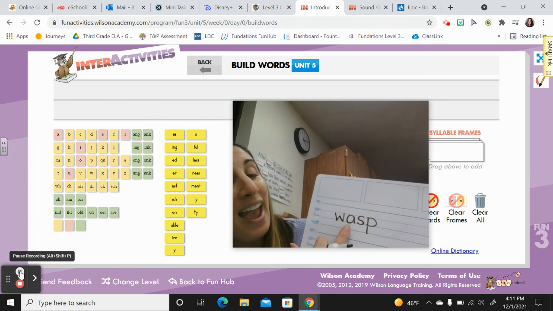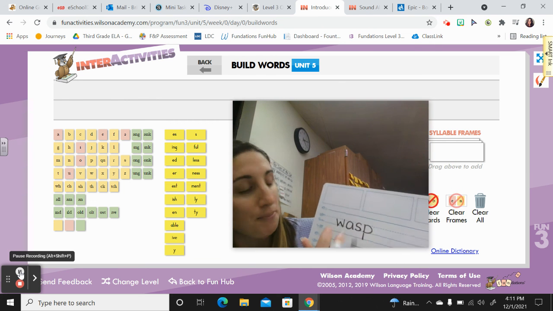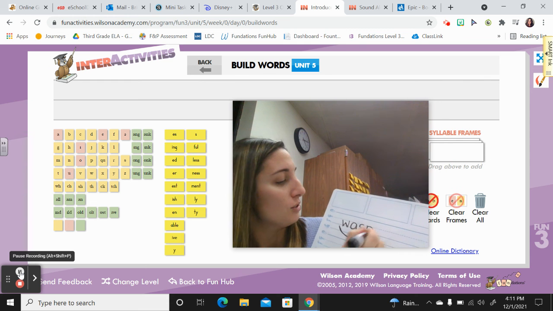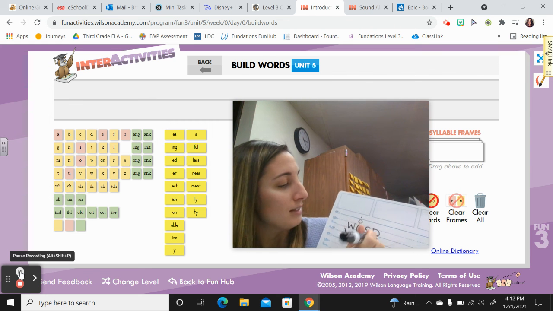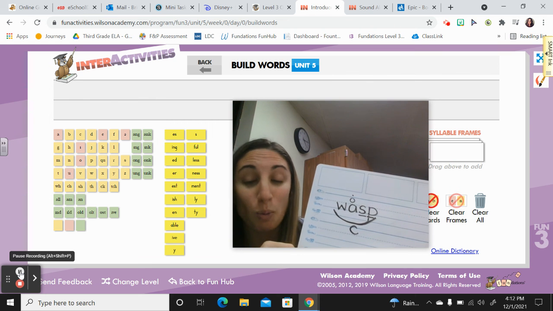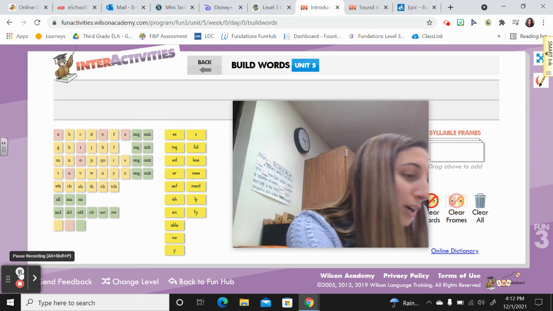It's W-A-S-P. And to mark it, you can scoop it. It's a closed syllable. And I know it's been a while, but we did the one-eye monster above that. Sounds like an ah. And there is a blend at the end too. Okay, wasp.